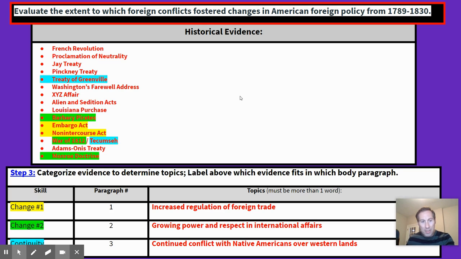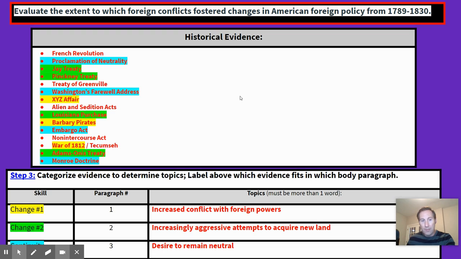Now, these aren't the only changes or continuities that we could use. There are others as well. So here are three different ones. I just changed it up. Taking a look at this, here are three different arguments that could be easily made, and all of these are right. It's just a matter of executing them when we get into our essay. A different change might be increased conflict with foreign powers. We can see that starting with the XYZ Affair, then moving into the Barbary Pirates, and then finally a full-blown war with Great Britain in the War of 1812.